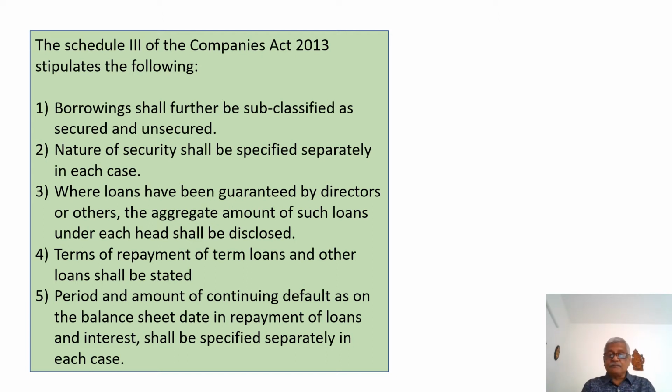What is the amount of installments to be paid need to be mentioned very clearly. The period and amount of continuing default as on the balance sheet date in repayment of loans and interest shall be specified separately in each case. In case the company had defaulted payment of any interest or installment, it should be made known to the users of the financial statements. These are the new changes which have come in the Companies Act 2013.